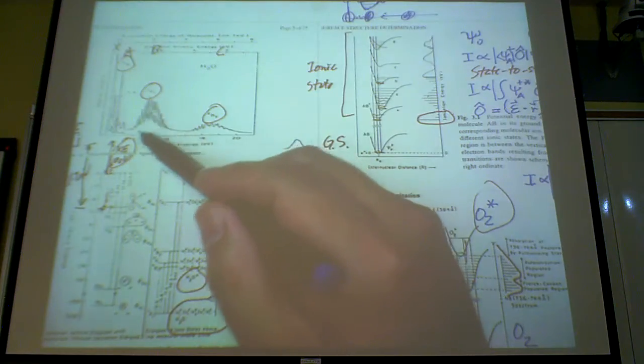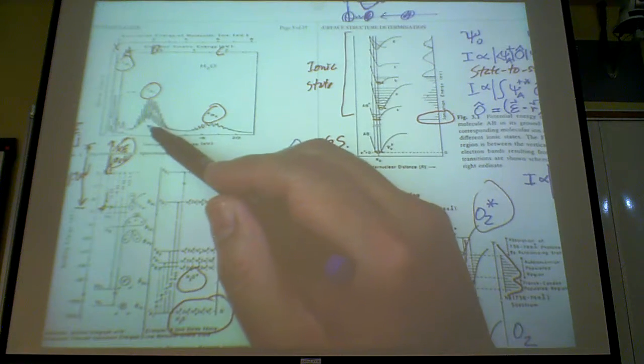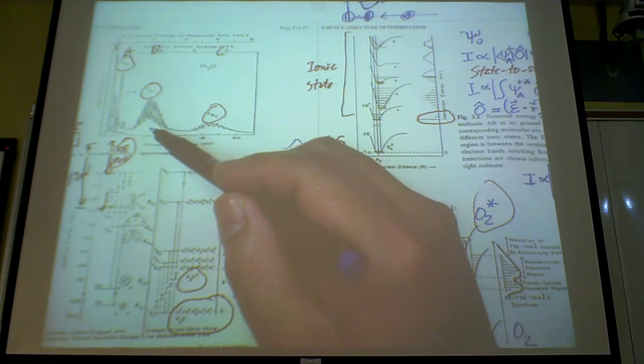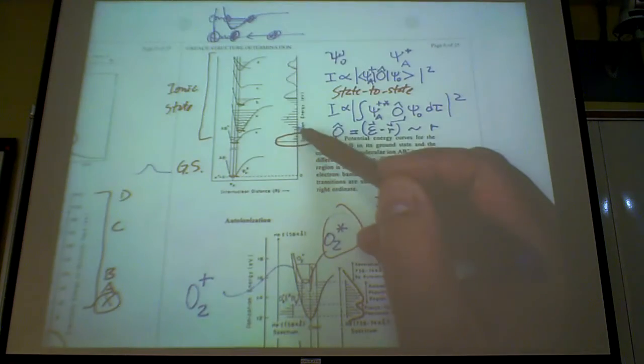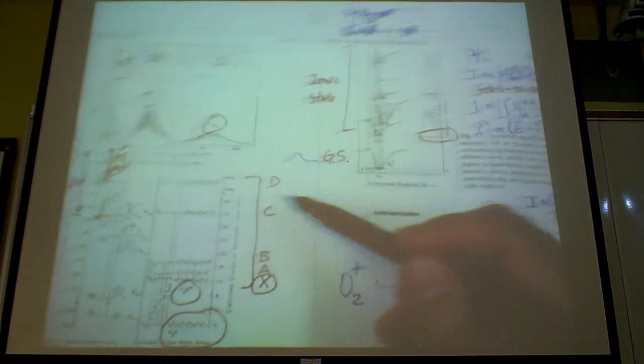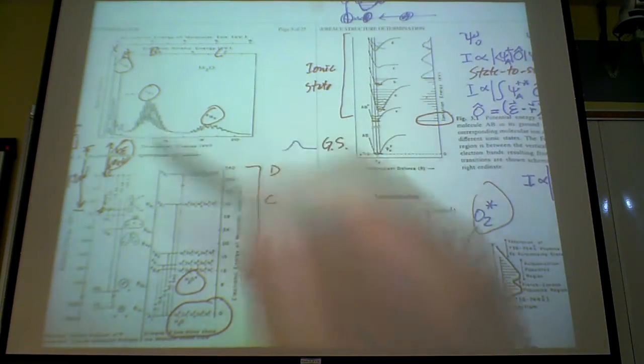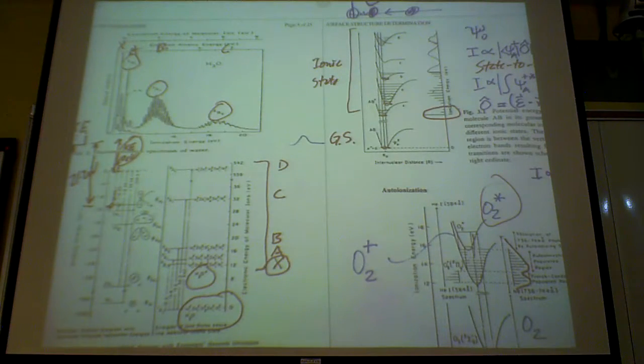Now you see a little width here, that's due to instrumental resolution. Right? If I have infinite resolution, it will be a delta function. It will be just one line. And that's just due to instrumental resolution. I can't resolve that. That's why they have peaks merged together. Okay?